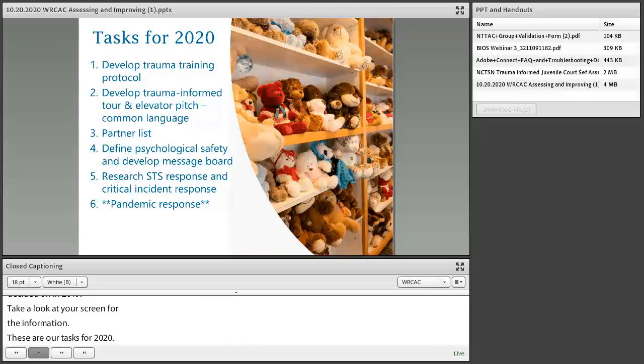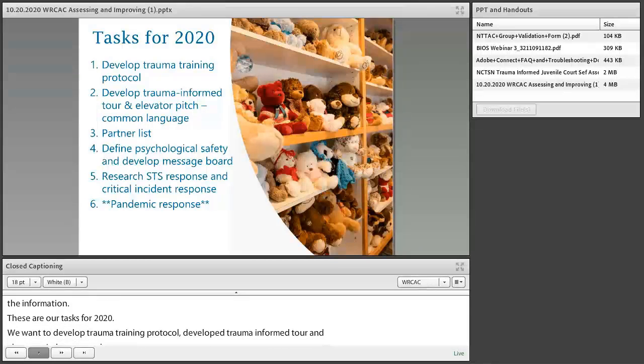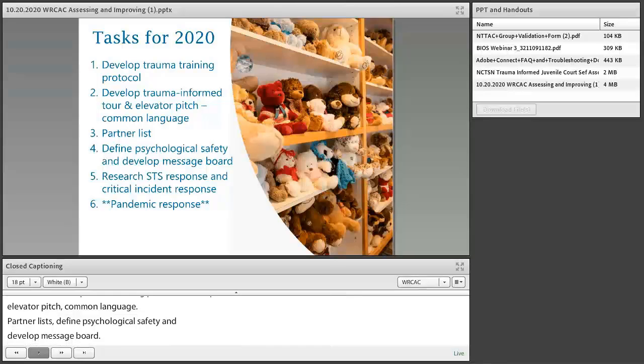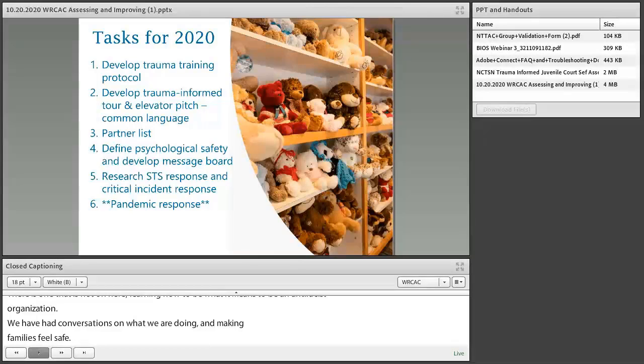So training protocol, which I already talked about, the elevator pitch and tour. We created a partner list. Defining what psychological safety means and creating a message board, so kind of a what do you need sort of message board for staff to leave notes for each other. And we also wanted to have something up front for kids and families so that they can leave messages of encouragement for each other. And then the pandemic response was not an intended task for 2020, but we've had to figure that out. And those are our tasks for 2020.